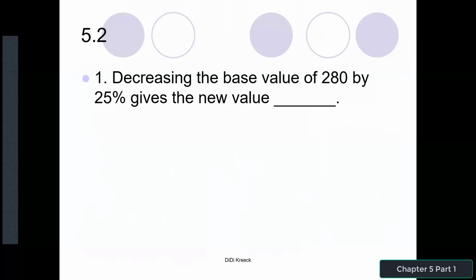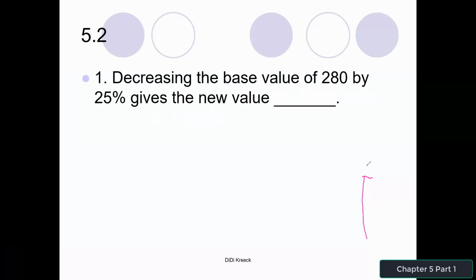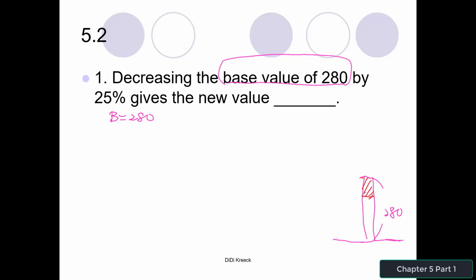And 5.2 number 1 in your homework exercise. Decreasing the base value of 280 by 25% gives a new value. Okay, again, the wording is not as great here by the publisher. So if this is confusing, try to draw a graph, right? So the base value is 280. So that's our base, okay? So it decreased by 25%. So we know that it went down 25%. Okay, so this is 25%.